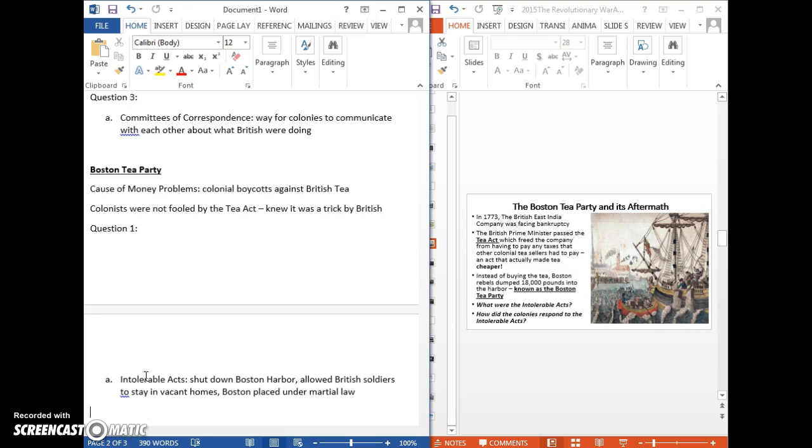However, the colonists were not fooled by the Tea Act. They knew it was a trick by the British, and instead of buying the tea, Boston rebels dumped 18,000 pounds of tea into the harbor. This is known as the Boston Tea Party.